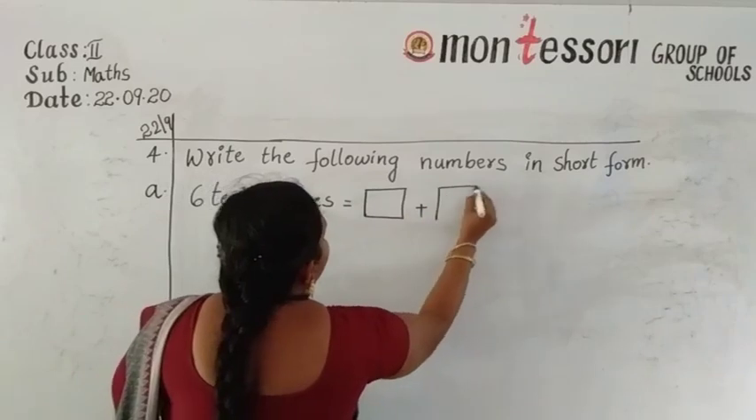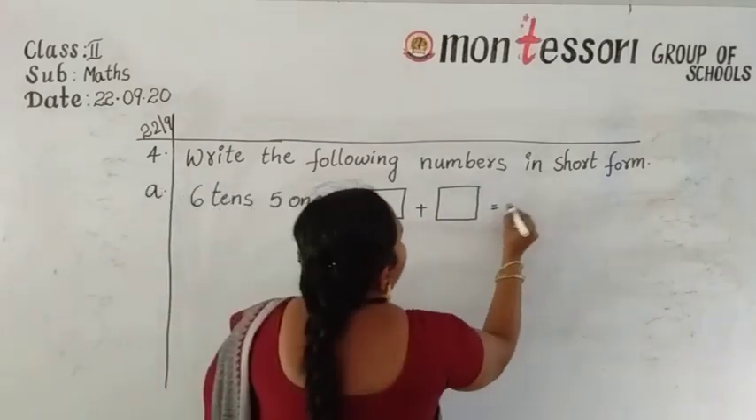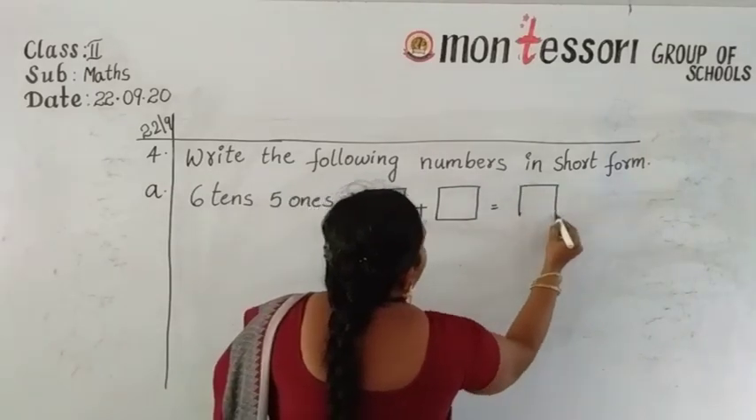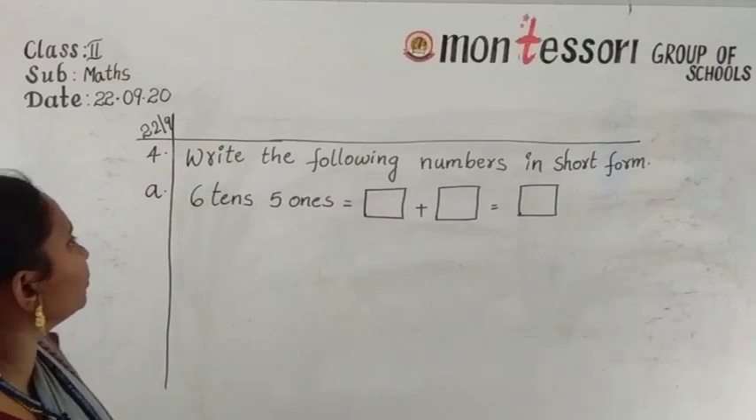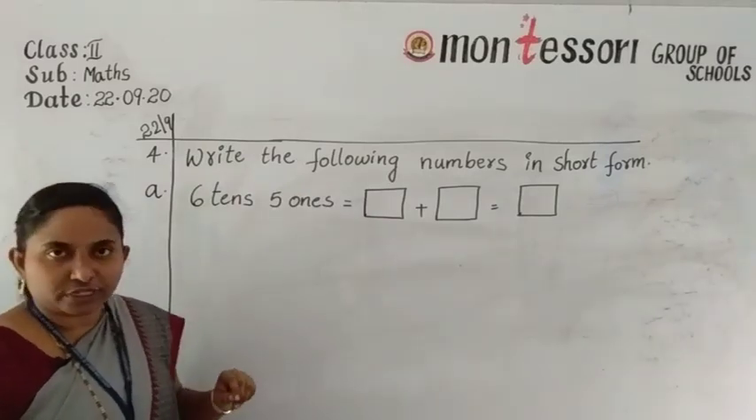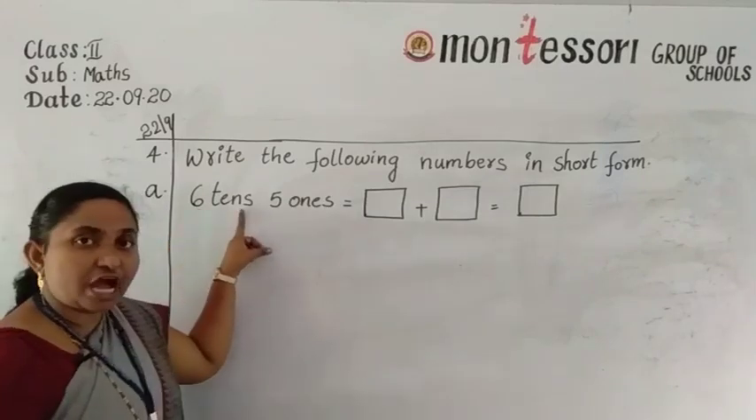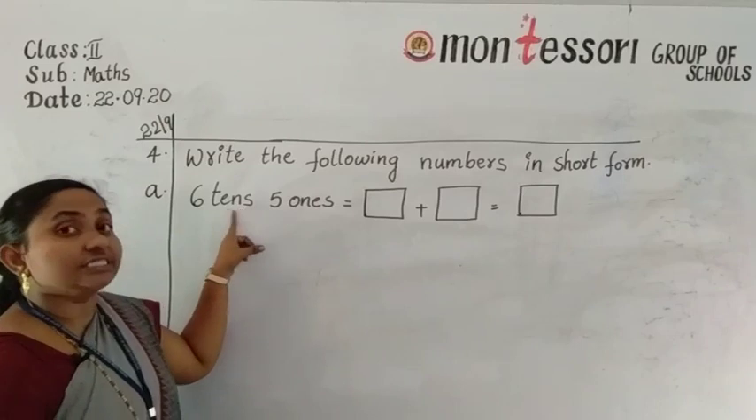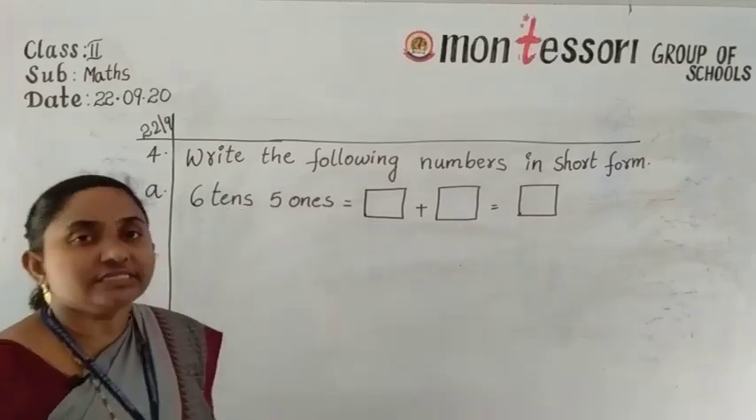And there are given 2 boxes and again another box. This box you can draw with pencil. Understood, all of you? Now how can we find out the short form? So now let us learn. Now 6 tens. Here how many tens are given? 6 tens.